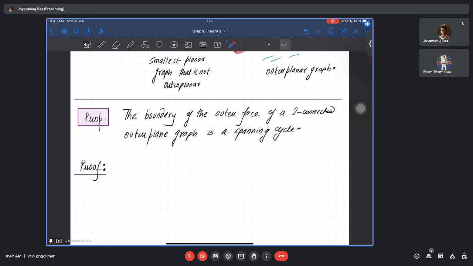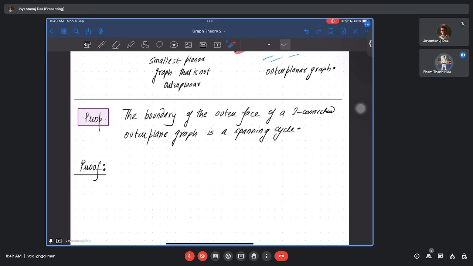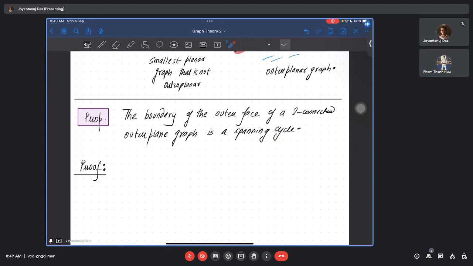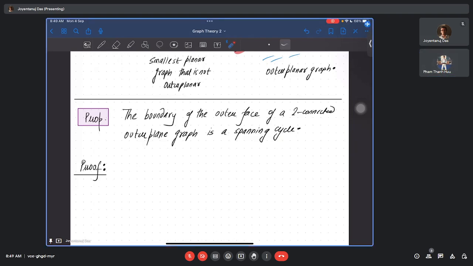Two connected means a minimum of two vertices are required to disconnect the graph. Just a line is a segment. So it is a two connected outerplane graph, and the boundary is a spanning cycle, right?